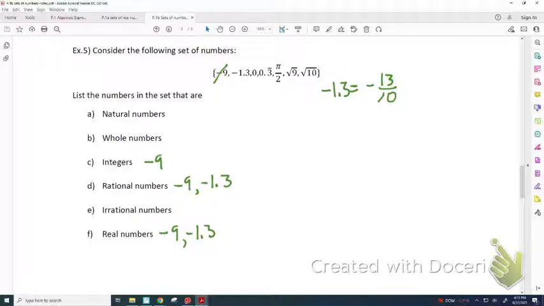The next one, 0, it's a few more of the sets. It's not natural, but it is a whole number. Go off your notes for that. Whole numbers include 0, natural numbers do not. It is an integer because it's not a decimal. It is rational because you can have 0 of something, and it's real.